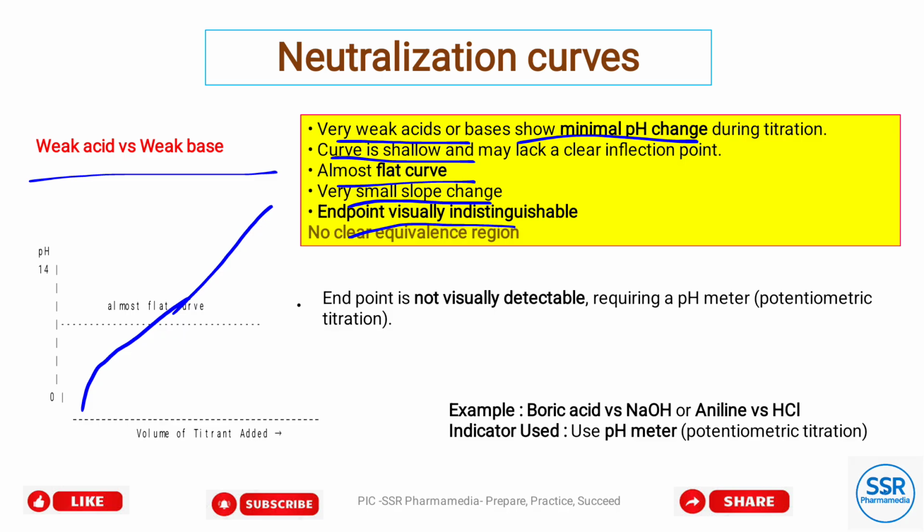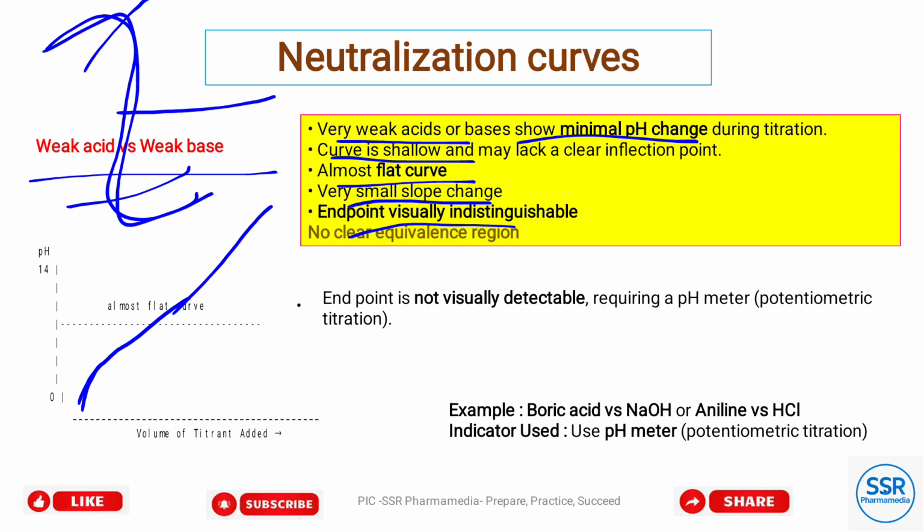Here the curve gradually increases, not like an S-type curve. In a neutralization curve, we must get an S-type curve. Then it is very easy to identify the equivalence point between these two inflections. The center point is called the equivalence point. But in this titration it is gradually increasing, so it's very difficult to identify the equivalence point. It is a type of flat curve. The endpoint is not visually detectable, requiring a pH meter or potentiometric method. So in this type of titration, we use a pH meter, or a mixed type of indicator may also be used.